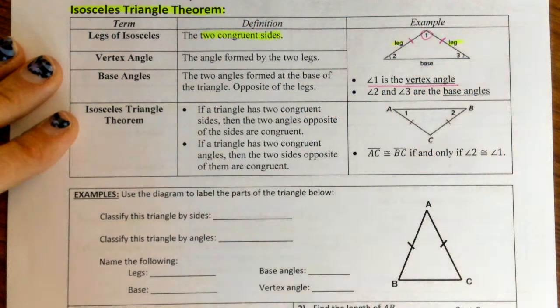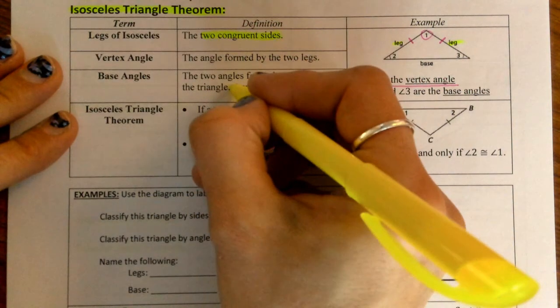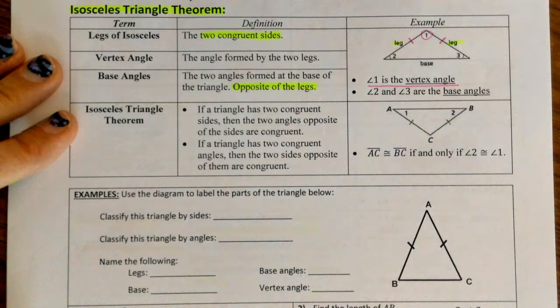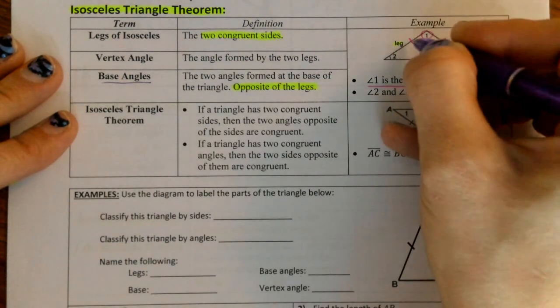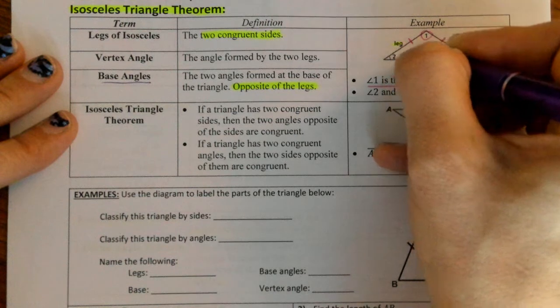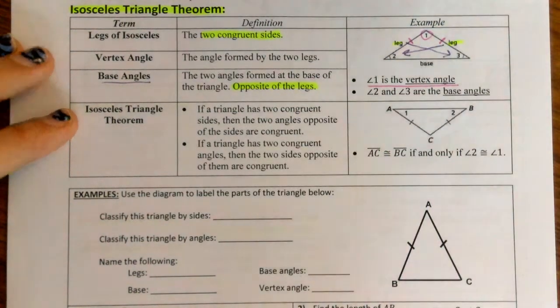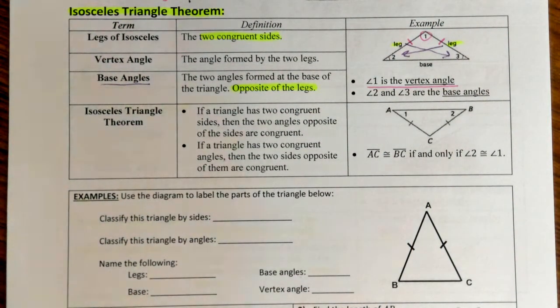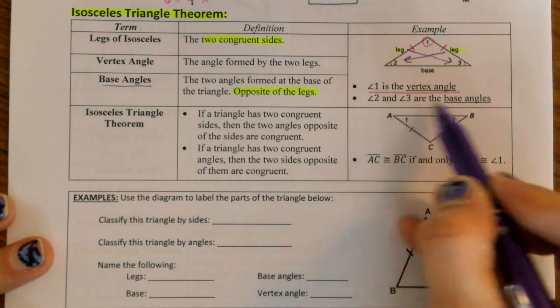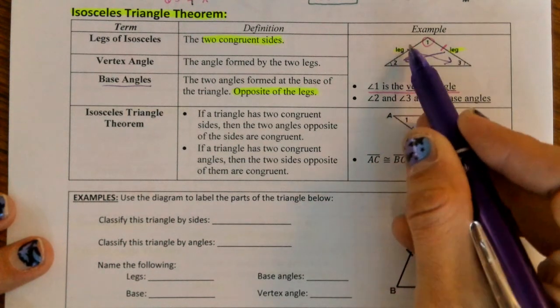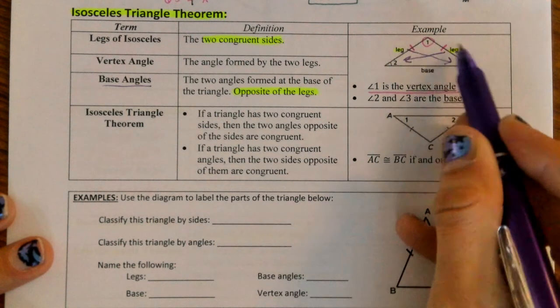I don't want you thinking base at bottom. What I want you to think of is opposite of the legs. So your base angles are going to be where you have your two congruent legs. They're going to be the two angles that are opposite. And we need to understand that sides and angles are opposite of each other in triangles. This comes up a lot in this unit. So here it tells us that angle 2 and angle 3 are base angles because they are across, they're the two angles across from the legs or the two congruent sides.